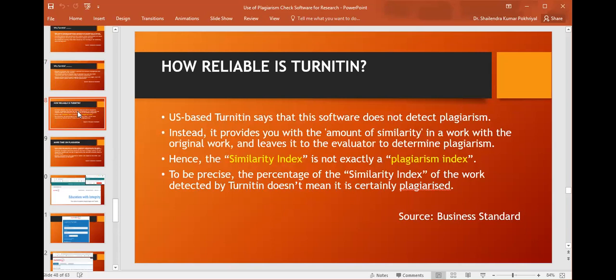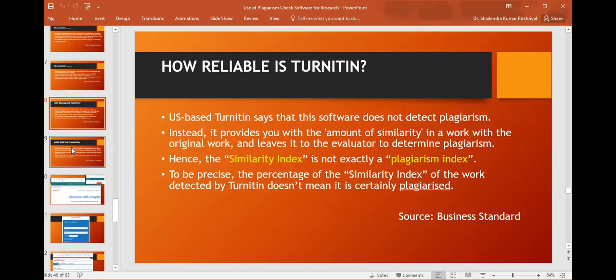So how reliable is Turnitin? US-based Turnitin says that this software does not detect plagiarism, rather it is giving you a similarity index. The similarity index basically tells you how much of your work is similar to other work. So it is not saying that it is plagiarism. It is saying how much of your work is similar to other work, so that you can correct that.